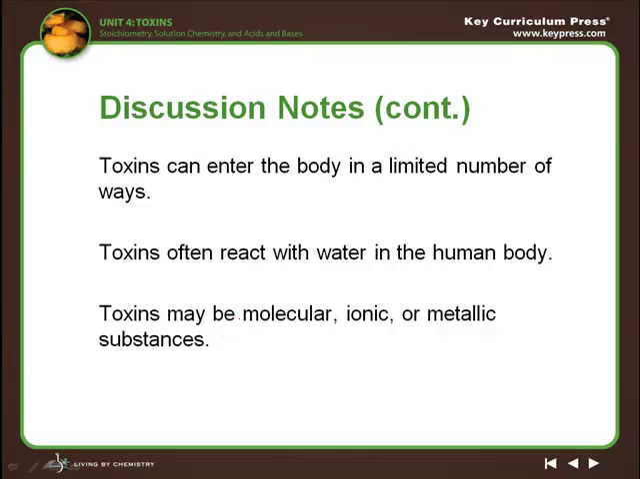Now, in a chemical equation, it's important to notice that one particular chemical might be a toxin. A toxin can enter the body in a limited number of ways. Okay? Toxins are limited with how they can enter the body, and it depends on what state of matter the toxin is in. For example, if you had a solid toxin, how could it enter your body?